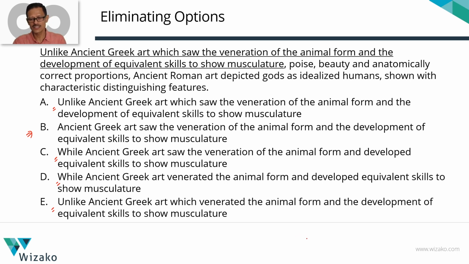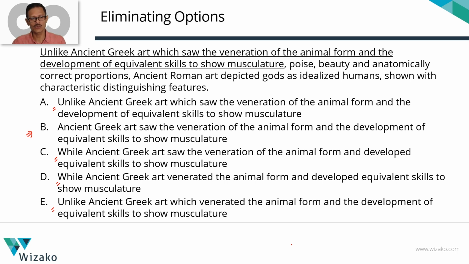So ancient Roman art did a few things. It depicted gods as idealized humans shown with characteristic distinguishing features. That's a complete sentence in itself. The part in B is a complete sentence in itself once you stop it at proportions, right? So it looks like we have two complete sentences, and they've been connected with a comma, and there is no word like while, although, however, unlike, or something to say that there is a connect between these two. You cannot have two independent clauses, two complete sentences, connected by a comma.